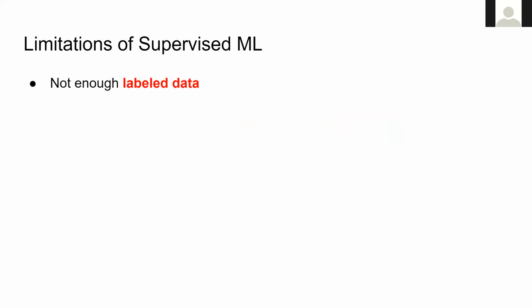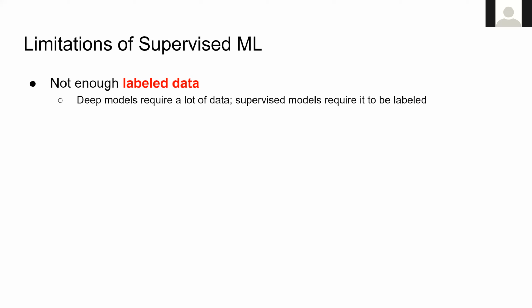And so the first limitation is that very often we don't have enough labeled data to achieve our goal. Deep learning models in general require huge amounts of data. And when we work with supervised learning, we need huge amounts of labeled data. And while we reach the point where collecting a lot of data is relatively cheap, because we can automate the process, labeling data is very expensive and it's hard to automate.